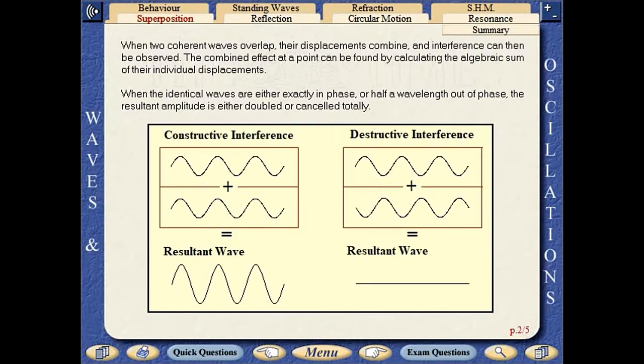When two coherent waves overlap, their displacements combine and interference can be observed. The combined effect at a point can be found by calculating the algebraic sum of their individual displacements. When the identical waves are either exactly in phase or half a wavelength out of phase, the resultant amplitude is either double the amplitude of an original wave or zero.